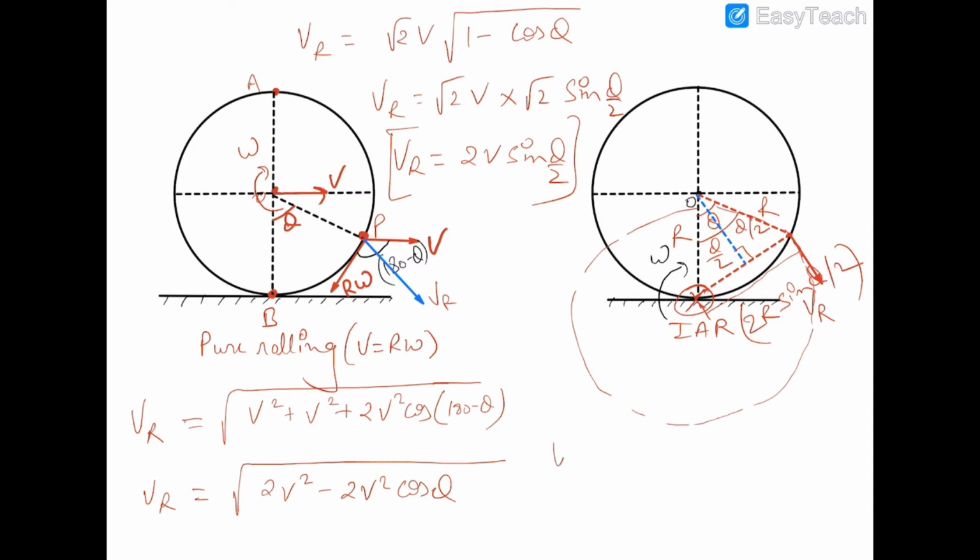So the velocity of this point P would be r omega, or we can say r dash omega, where r dash is 2r sine theta by 2. So Vp is equal to 2r sine theta by 2 into omega. So r omega is equal to V. I'm writing it on the next page, that this is equal to r omega is equal to V.